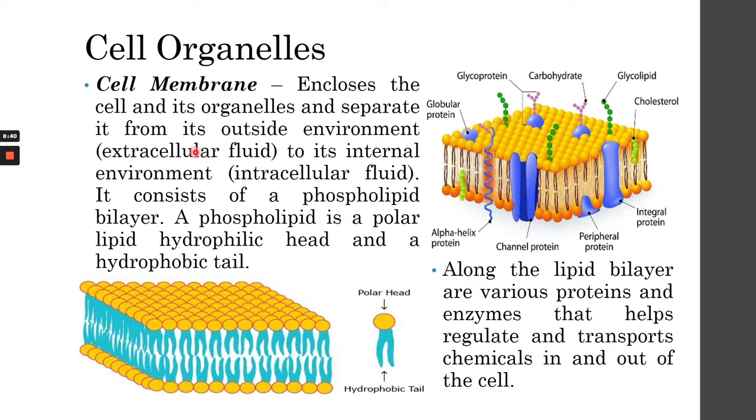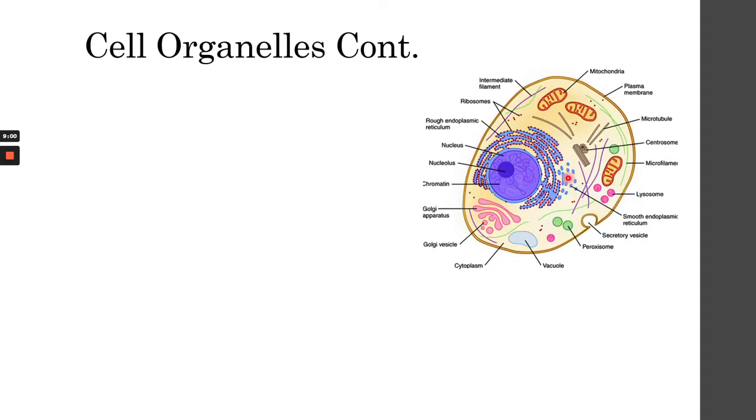So the cell membrane or the plasma membrane is composed of a phospholipid bilayer, and a phospholipid has a hydrophilic tail and a hydrophobic tail. And along that lipid bilayer, there's a lot of enzymes and transport proteins that is responsible in regulating what comes in and outside of the cell. Now let's continue on with the cell organelles. So kung makita nyo itong yellow na to, yun yung phospholipid bilayer natin. This is the cell membrane or the plasma membrane.